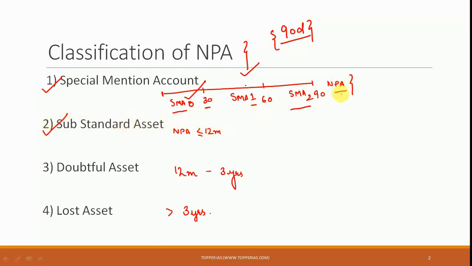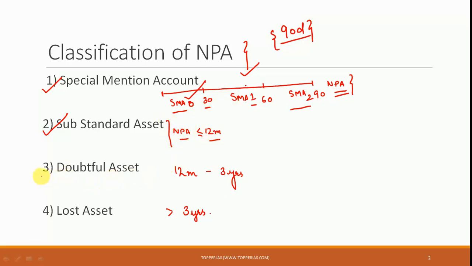Now once an account or an asset has been declared as a non-performing asset, again a standard has been set. If this particular NPA has no return for a time period of up to 12 months, then that kind of asset is what is known as a substandard asset.